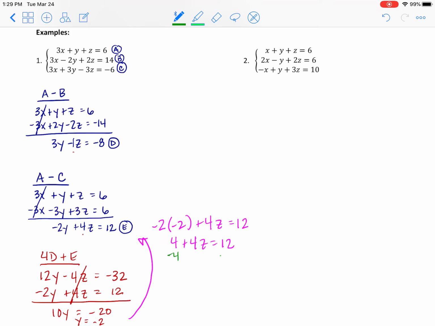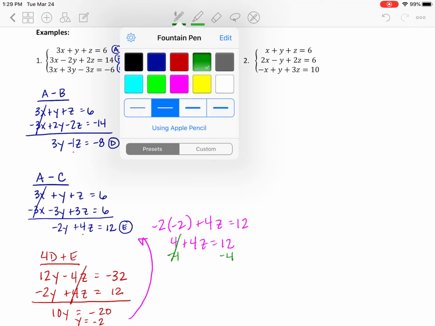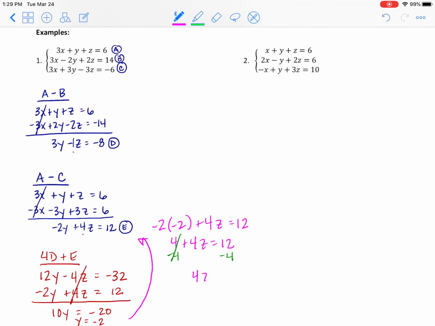If I subtract 4 from both sides, then now I have 4z equal to 8. And then if I divide both sides by 4, then z has to equal 2. So now I have a value for y and a value for z. Now I'm going to take both of those and plug back into one of my original equations, either A, B, or C.